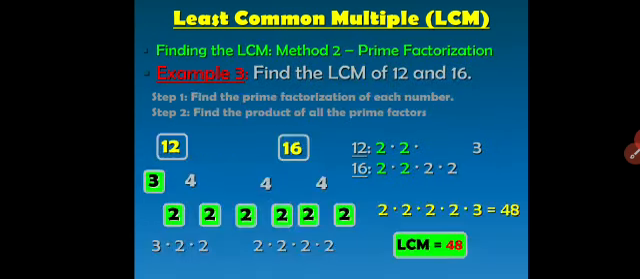Method 2, prime factorization. We have to see the common factors first and then we will see the uncommon ones. We will multiply them and then we will find out the product of these numbers.